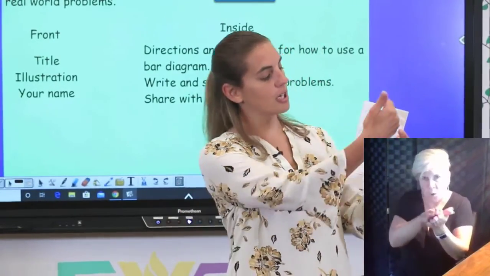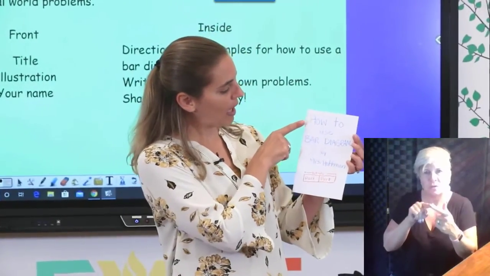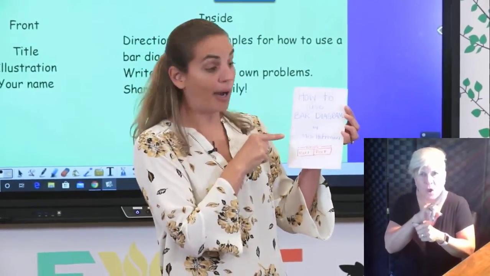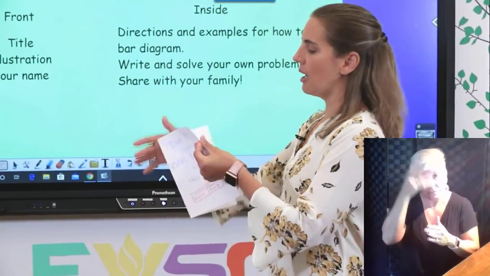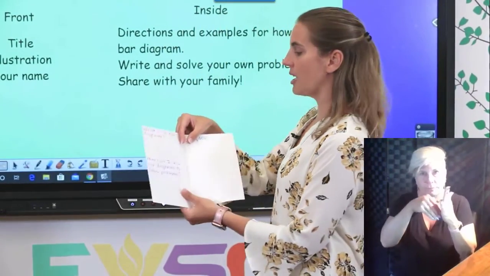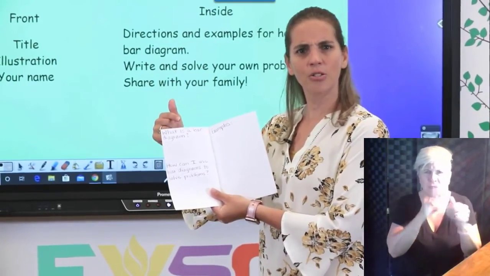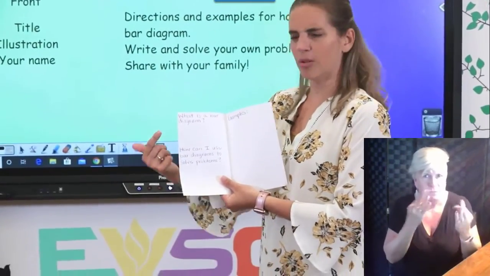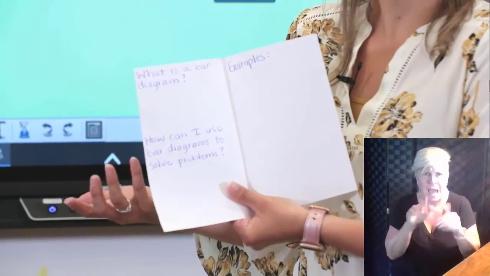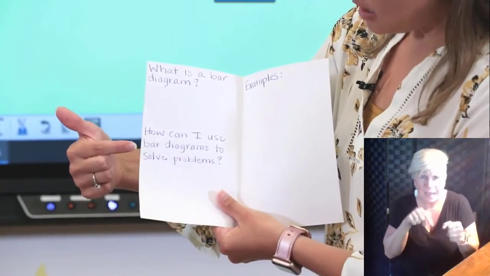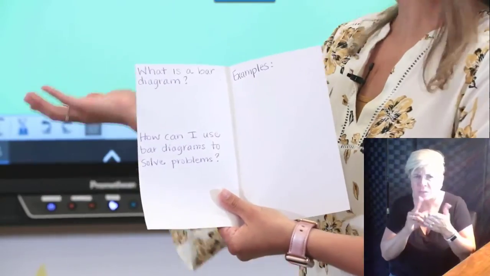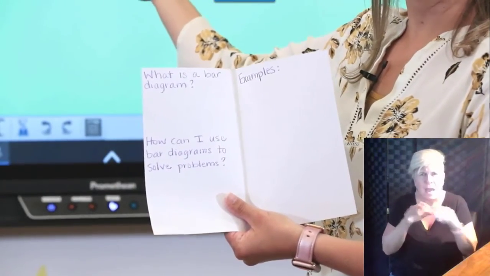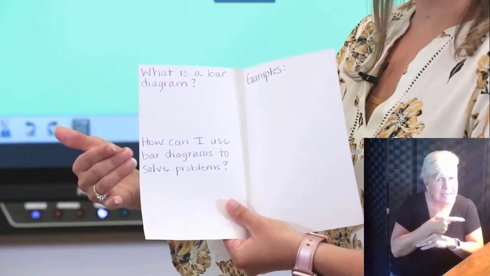On the front, you're just going to make a how-to. So I wrote how to use a bar diagram by Mrs. Hoffman, and then I drew a little picture down here. When you open it up, on the inside, you're going to do just a couple of things. Well, first, you need to explain to your friends or your family, what is a bar diagram? How does it work? And then you're going to answer this question, how can I use bar diagrams to solve word problems? Well, how did we use what we did today? How do we use bar diagrams to solve problems?